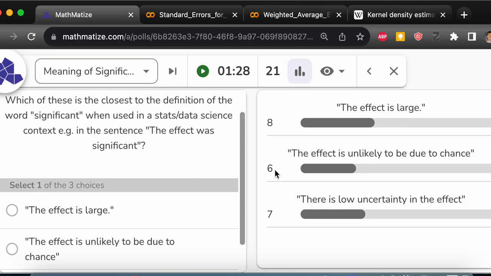I'll open it up again. Talk to your neighbors, see if you can convince each other what does significant mean, and then we will re-vote. And then if there's still no consensus, then we'll have a discussion. But yeah, talk to your neighbors and we're going to re-vote.